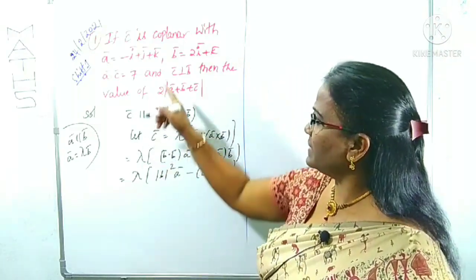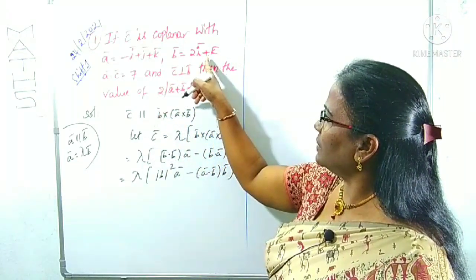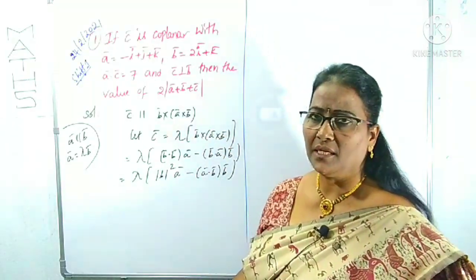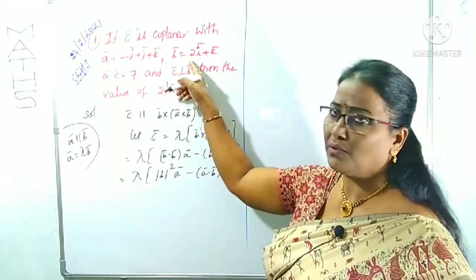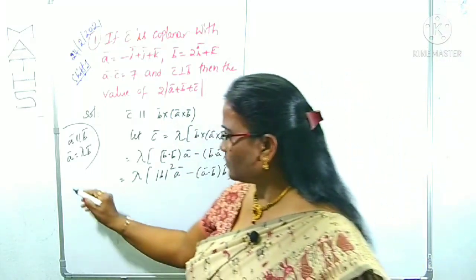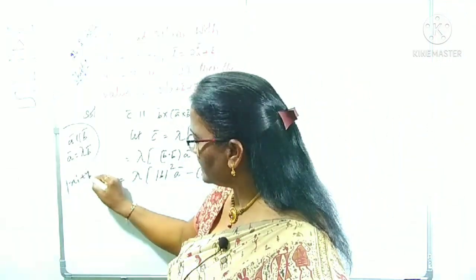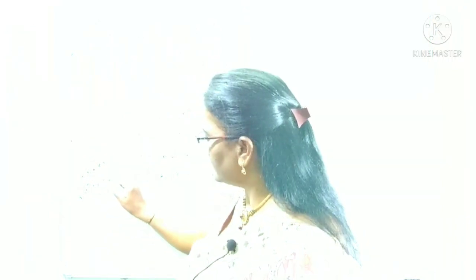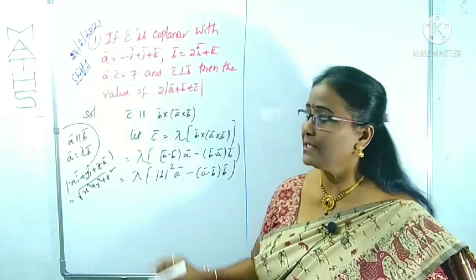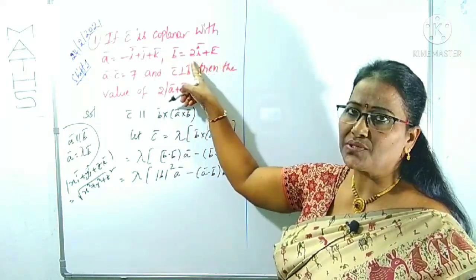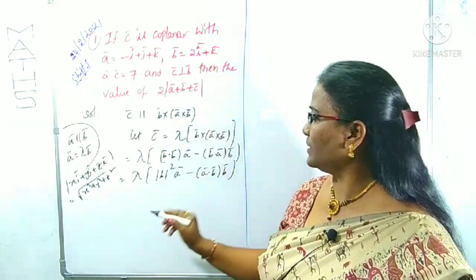Okay, mod B. B is given as 2i plus k. Modulus means root over x square plus y square plus z square. That is the modulus of a vector. Suppose mod of xi plus yj plus zk is there, then we can write this value as root over x square plus y square plus z square. Okay, that is all here. Mod B means root over x square plus y square plus z square, means 2 square is 4, 4 plus 1 is 5, root 5.